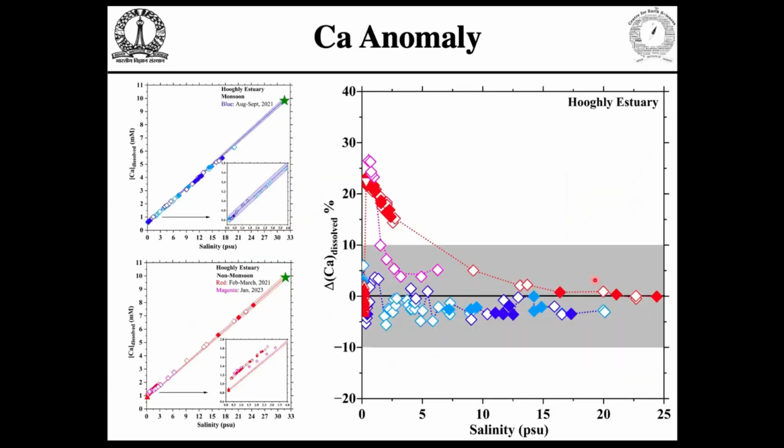So how do we reconcile that? What we did, we calculated the percentage calcium anomaly across different salinity zones. And you can see the monsoon values are all within plus or minus 10%. However, the non-monsoon values are extremely high.